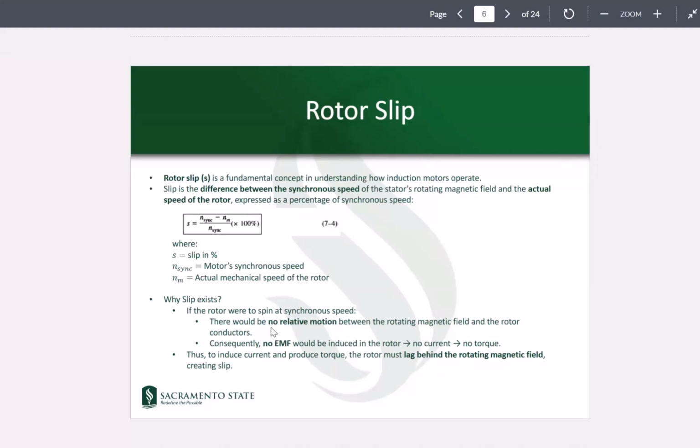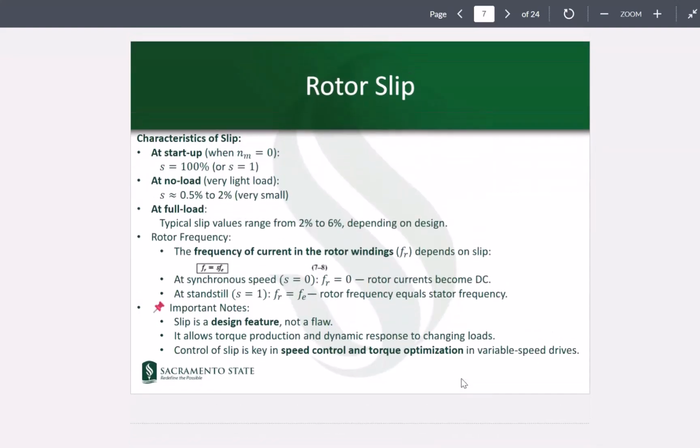So why does slip exist? If the rotor were to spin at synchronous speed, there would be no relative motion. Consequently, there would be no EMF produced. Therefore, no current, therefore no torque. So to induce current and produce torque, the rotor must lag behind the rotating magnetic field, which will create this slip.